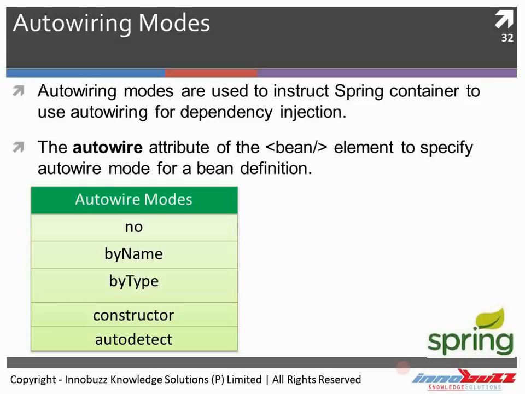Next is constructor. It is similar to byType, but the type applies to constructor arguments. If there is not exactly one bean of the constructor argument type in the container, then a fatal error is raised. Autodetect: Spring first tries to wire using autowire by constructor. If that does not work, Spring will then try to autowire byType. So these are the autowire modes given to the autowire attribute within the bean element.